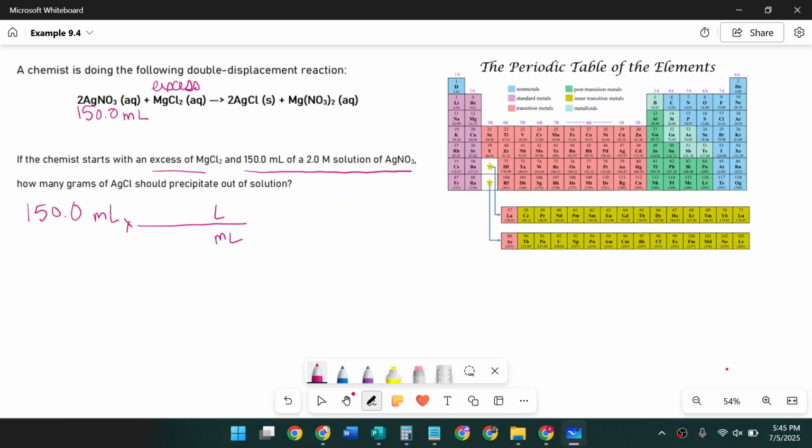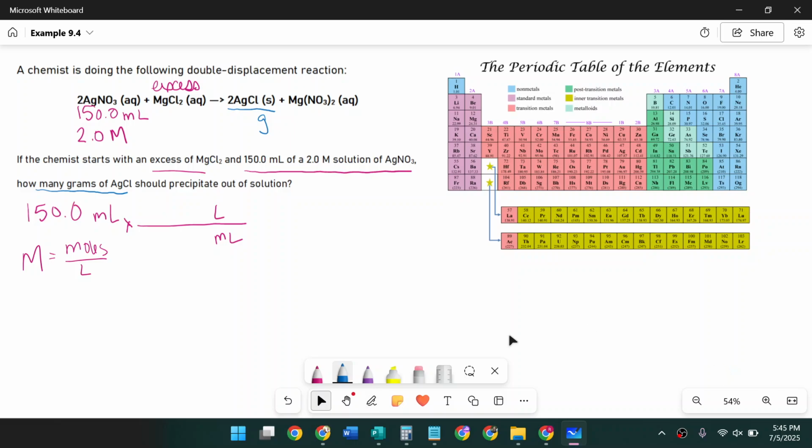All right, and then it also tells us that it is 2.0 molarity. That means that there are 2 moles per liter. Whenever we have the molarity, we have moles per liter, so we will definitely be needing the liter thing. And then it asks us how many grams of AgCl, so we want this one and we want it to be in grams, should precipitate out of the solution.